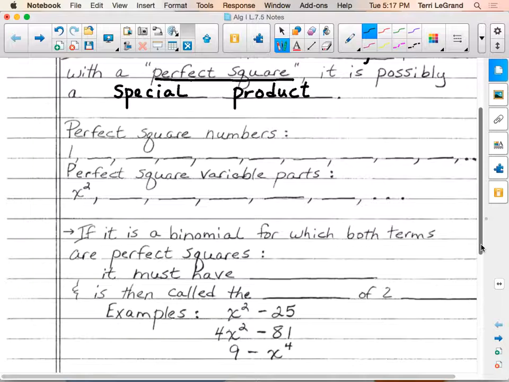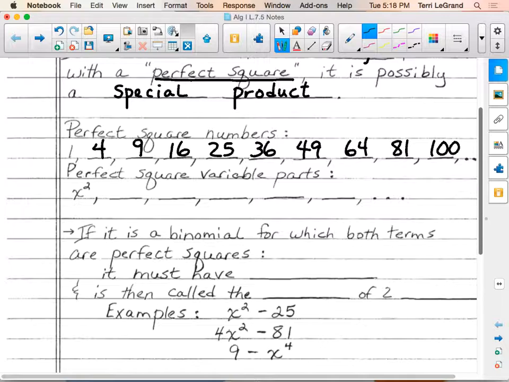So 1 is our first perfect square, because 1 times 1 is 1. Our next perfect square would be 4, 2 times 2 is 4. So basically what we do is we take the whole numbers and square them, and we have perfect squares. Our next one would be 9, 3 times 3. Our next one, 16, 4 times 4. And we'll just keep that going until we have a good start to a list of perfect square numbers.